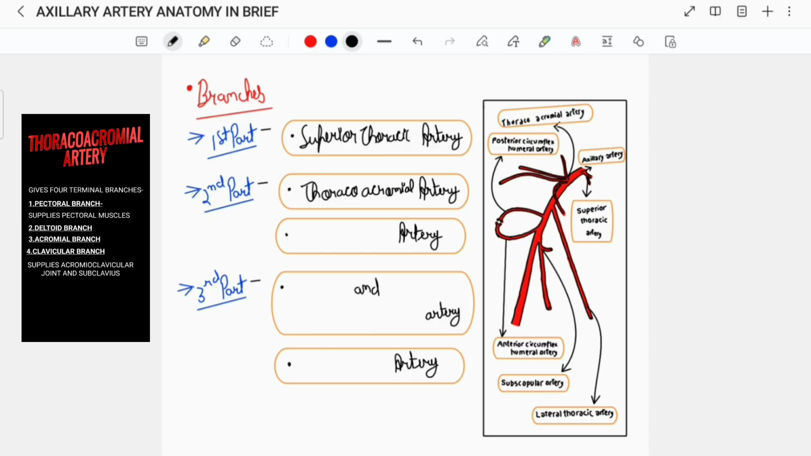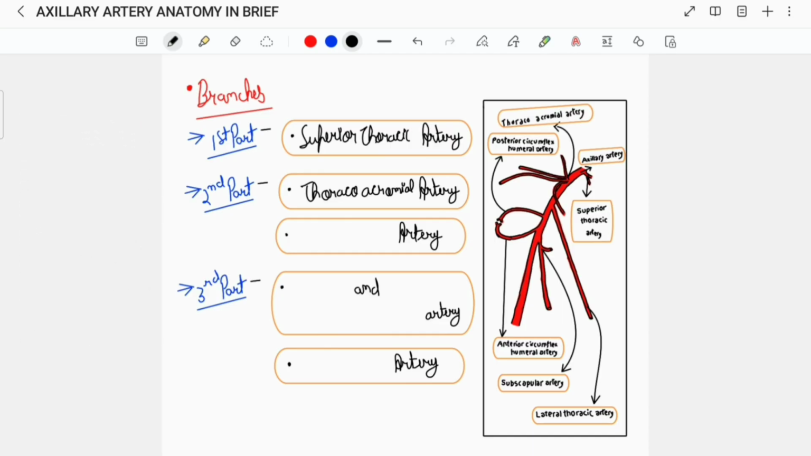The first terminal branch is the pectoral branch, which supplies the pectoral muscle. The second terminal branch is the deltoid branch. The third terminal branch is the acromial branch. And the fourth terminal branch is the clavicular branch, which supplies the acromioclavicular joint and the subclavius. The second branch from the second part of axillary artery is the lateral thoracic artery.